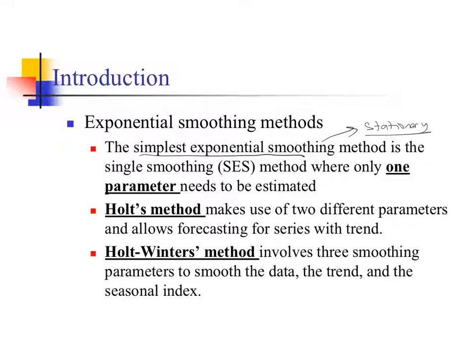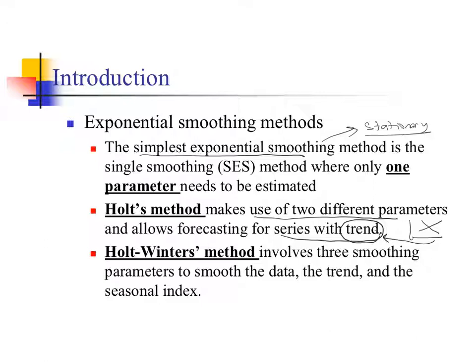Holt's method is an extension of simple exponential smoothing, makes use of 2 different parameters, and allows forecasting for series with trend. So if there is a trend in the data, going up or going down, then Holt's method is a better forecasting technique.